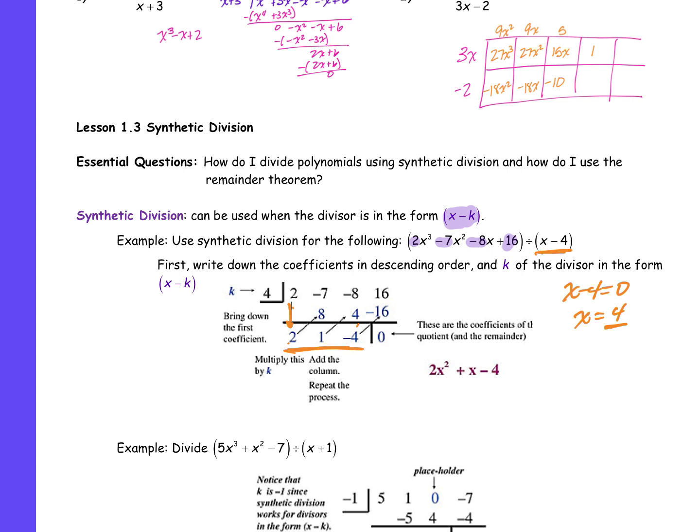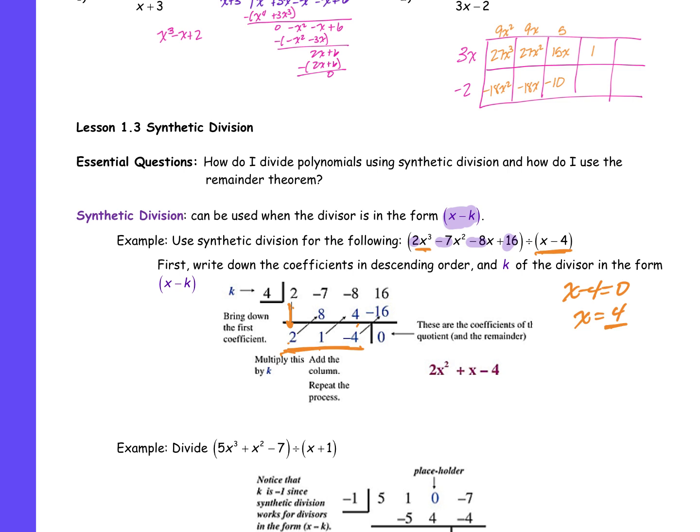So if this is x cubed, my answer is going to start with 1 down, which would be x squared. So 2x squared plus x minus 4 is my answer. Done. Quick and easy. Okay?